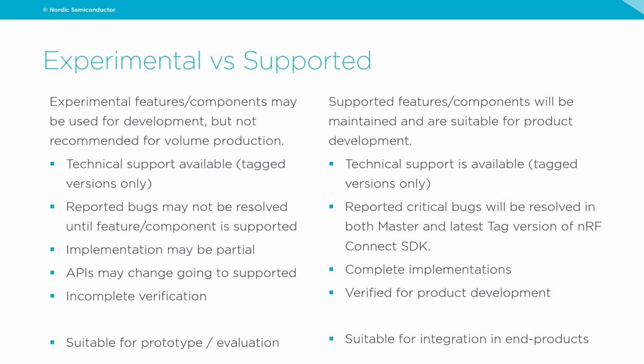So when you're building a program, you'll be able to see if the feature is experimental or not. And that is very suitable if you want to prototype, or if you need to evaluate. But it's not recommended for end productions. If you need a feature for end production, then you need to wait until that feature is supported. So that will be maintained. Supported features are maintained, and it's also suitable for product development.